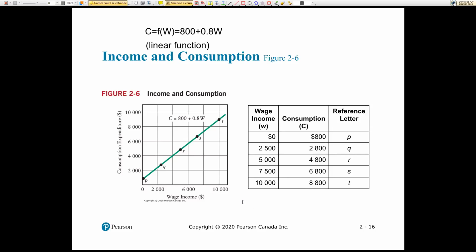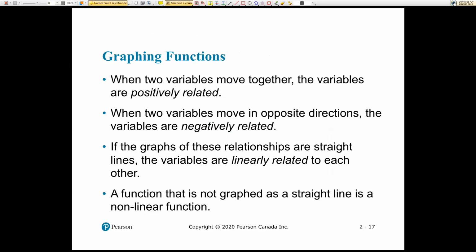All right, okay, so continuing on, graphing functions. When two variables move together, the variables are positively correlated. When two variables move in the opposite direction, they are negatively correlated. So if I have a graph where the relation looks like this and then like this, is this one positively or negatively correlated? Positively correlated. Yeah, exactly. And this one is negatively correlated.